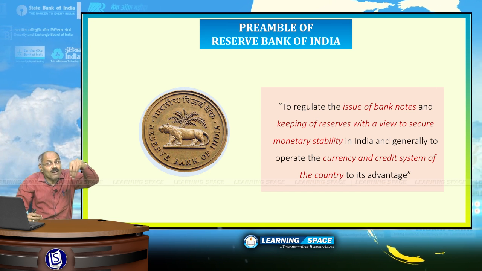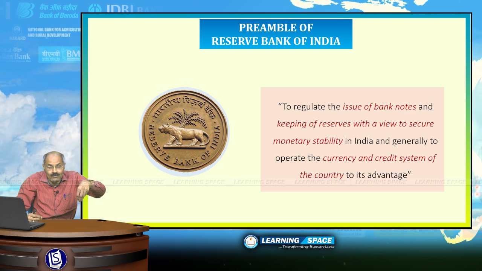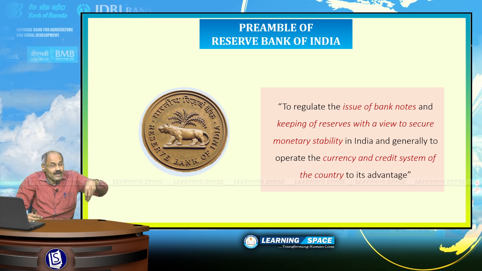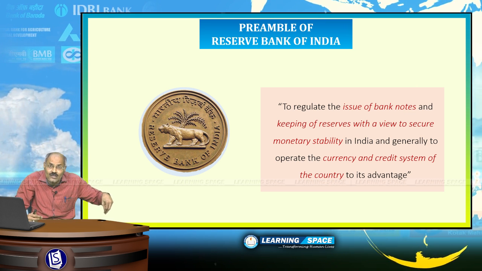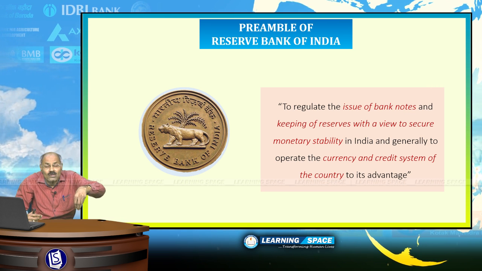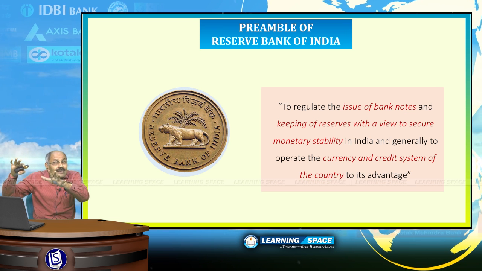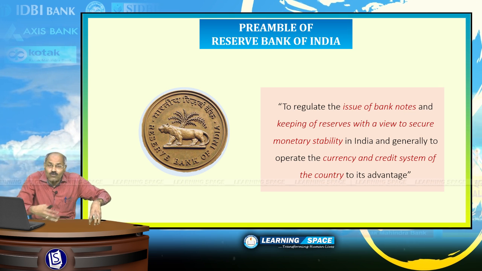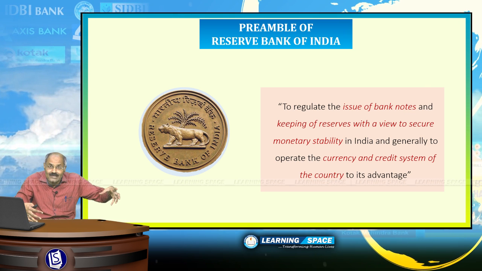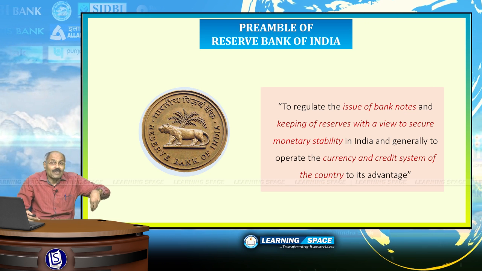And keeping of reserves with a view to secure monetary stability. All of you are well aware about CRR, SLR. These are all reserves, cash reserve ratio, statutory liquidity ratio. So, these reserves are to be kept so as to maintain monetary stability of the country. That is why CRR is some 4%, SLR is 21.5%, like that. Keeping of these reserves is kept in the preamble itself.